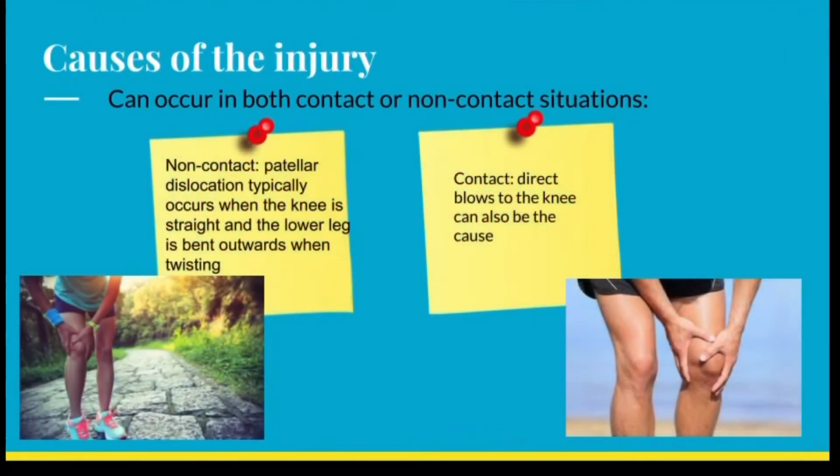A dislocated patella can be a result of both a contact or non-contact situation. Athletes can dislocate their patella when their knee is straight but their lower leg is bent outwards and they rapidly try to change their direction. This would be an example of how the patella can be dislocated in a non-contact situation. In addition to this, direct blows to the knee can also be a cause for patella dislocations. If the patella is hit while the knee is bent, this can lead to dislocation as well, since the patella can be knocked out of its joint.